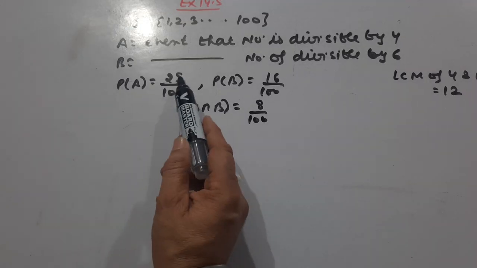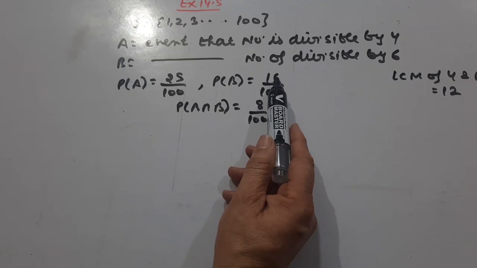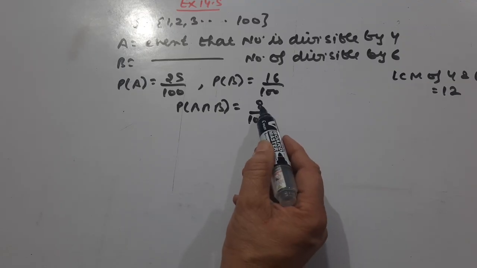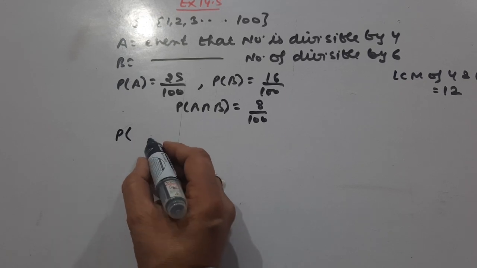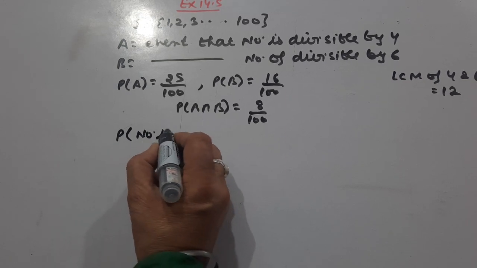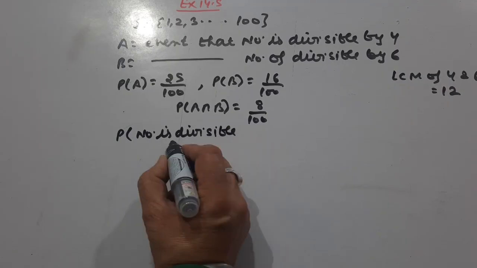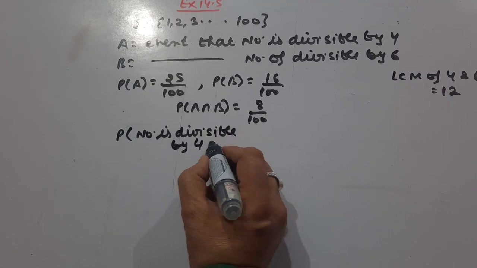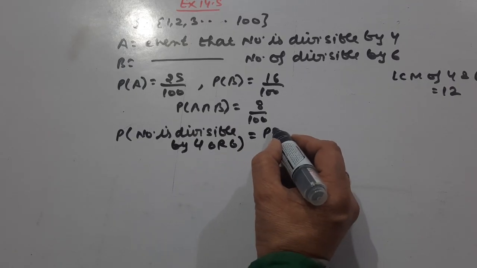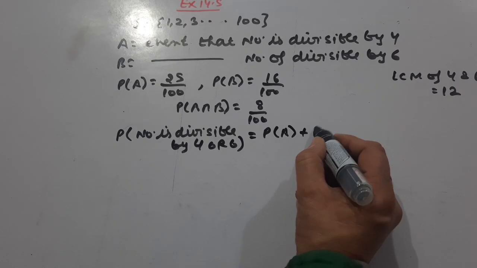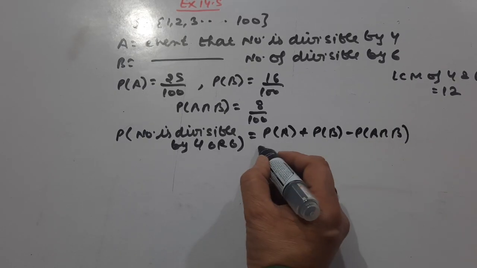So students, there are 25 multiples of 4. There are 16 multiples of 6 between 1 to 100. And there are 8 multiples of 12, the LCM of 4 and 6. So required probability that number is divisible by 4 or 6 is equal to P of A plus P of B minus P of A intersection B.